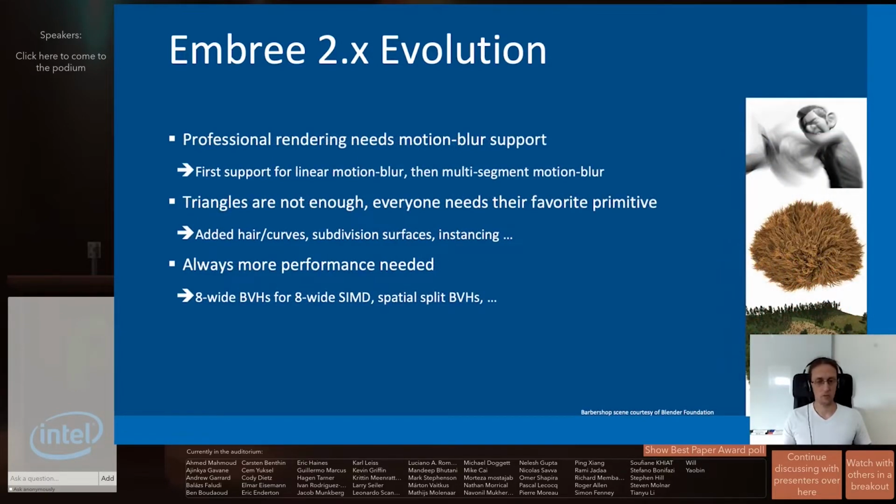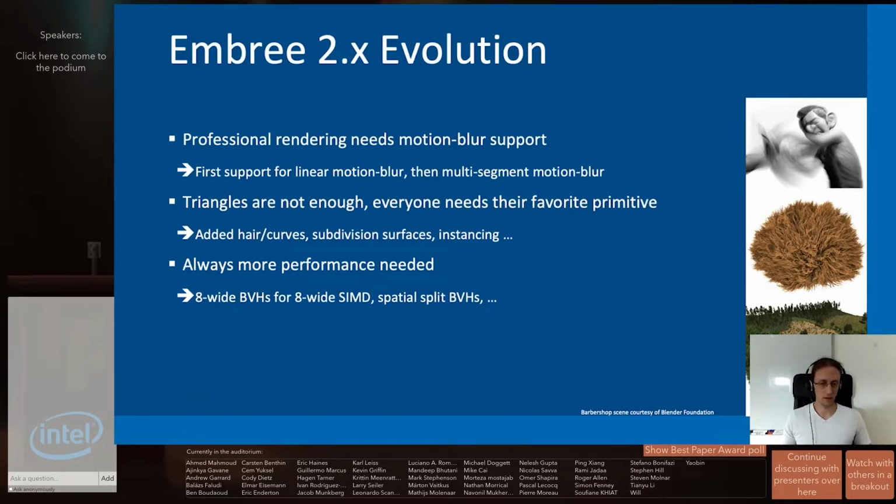And as more professional rendering folks adapted Embree, it became directly clear that we need to support motion blur because it's a primary citizen, right? So we first introduced linear motion blur and then did research on more efficient multi-segment motion blur. And as everyone needs their favorite primitive and triangles are simply not enough, we added additional types, for example, curves for hairs, subdivision surfaces, and obviously instancing.